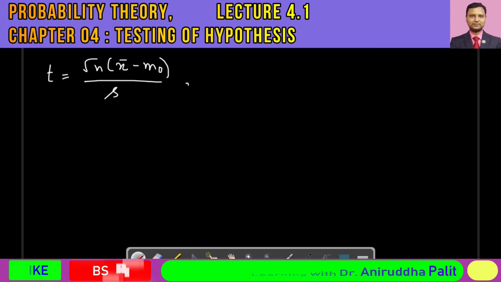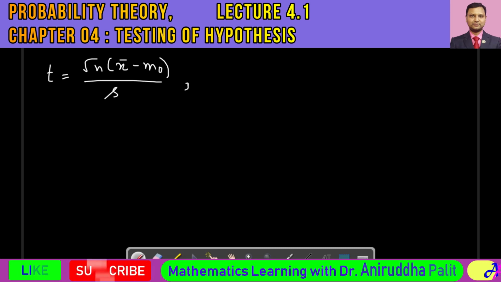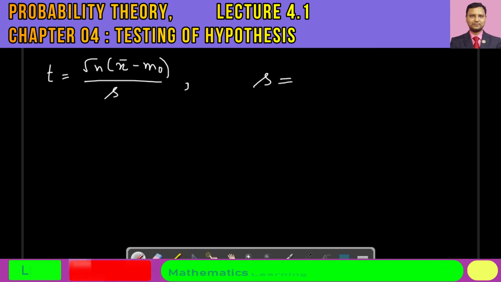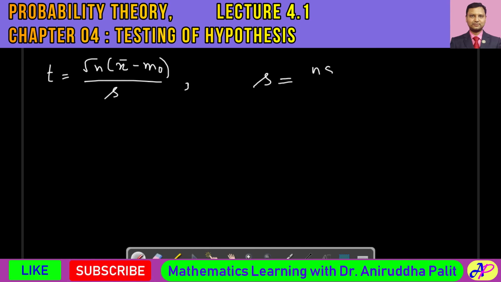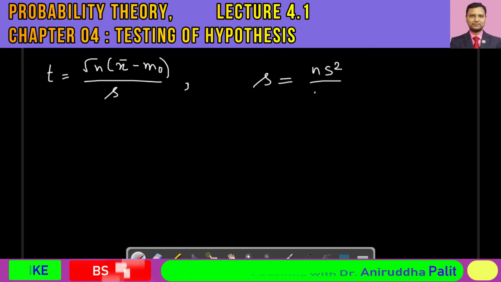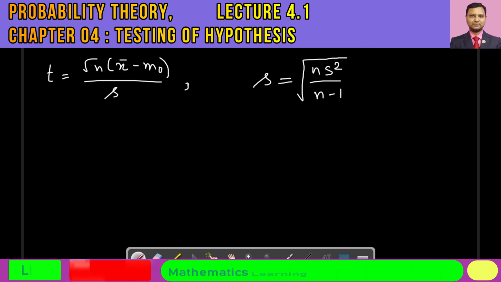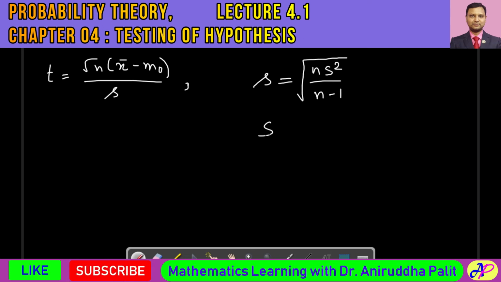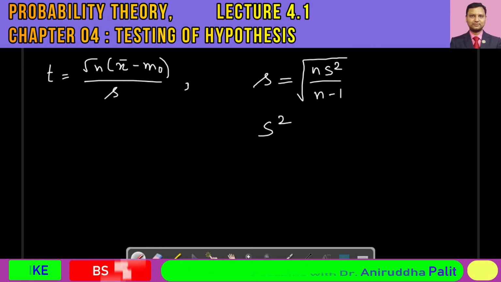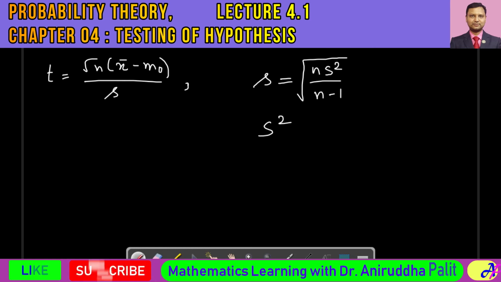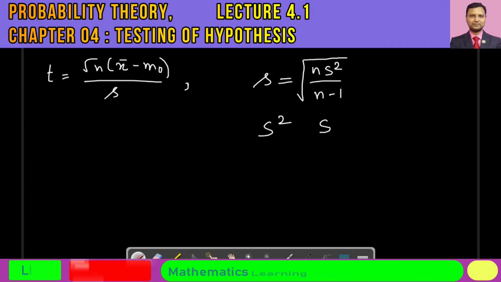Now what is this small s? Small s is computed as the square root of n s square divided by n minus 1. So s square has to be provided. That means s square is the sample variance, and s is the sample standard deviation.